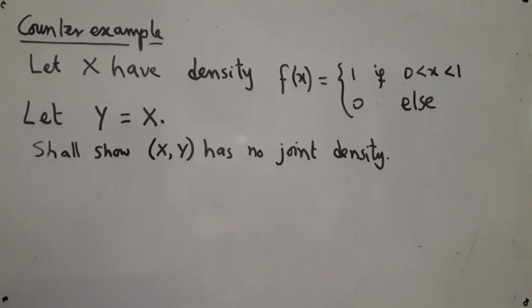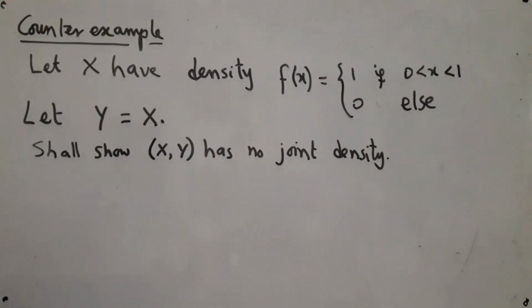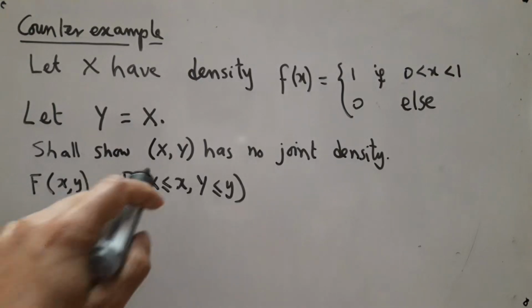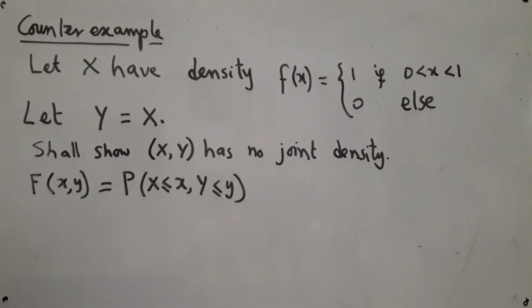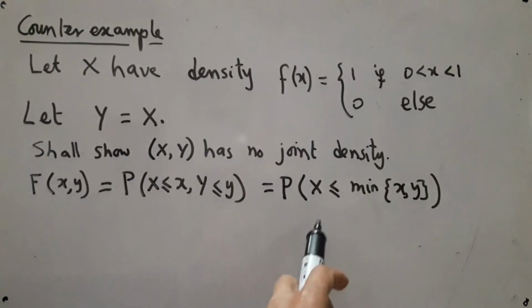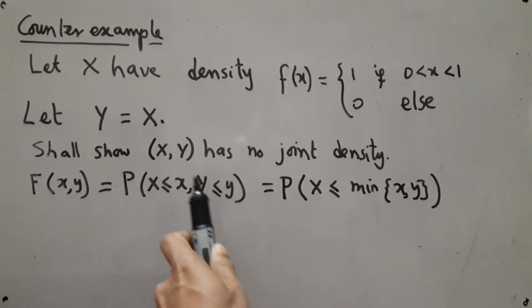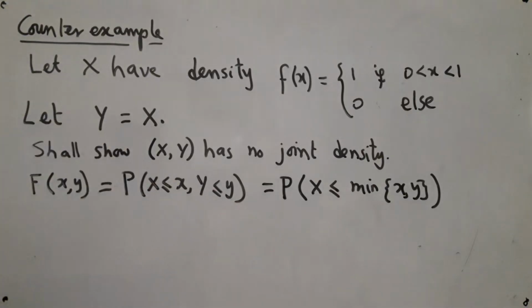And for that we shall first try to find out the joint CDF of x, y, which we know always exists. Now here x and y are the same. So this probability is actually x less than or equal to minimum of x and y, because x is less than or equal to x and again x is less than or equal to y. So x is less than or equal to both x and y, which means it is less than or equal to minimum of xy.